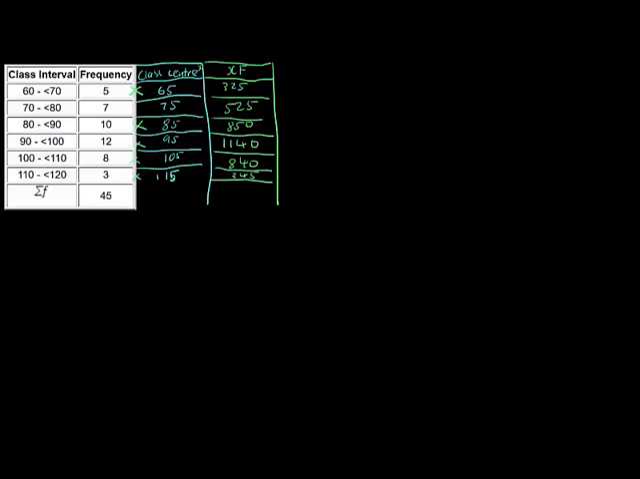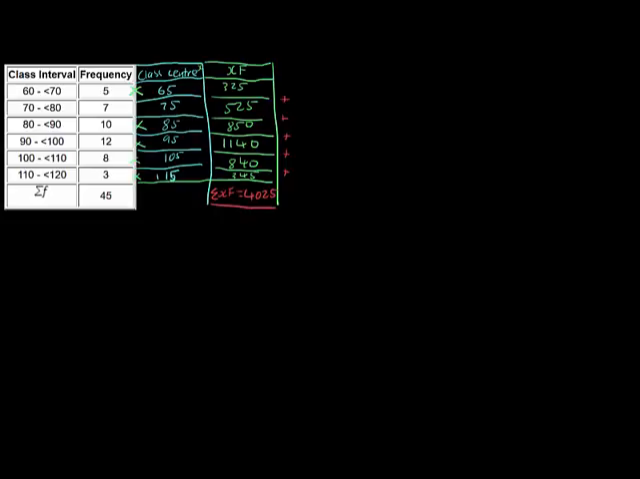345. And then we want to add those up, as we would normally do now that we have our XF column. So we basically want to add all of these numbers coming down the side here to get us the sum of XF. And that gives us 4025.